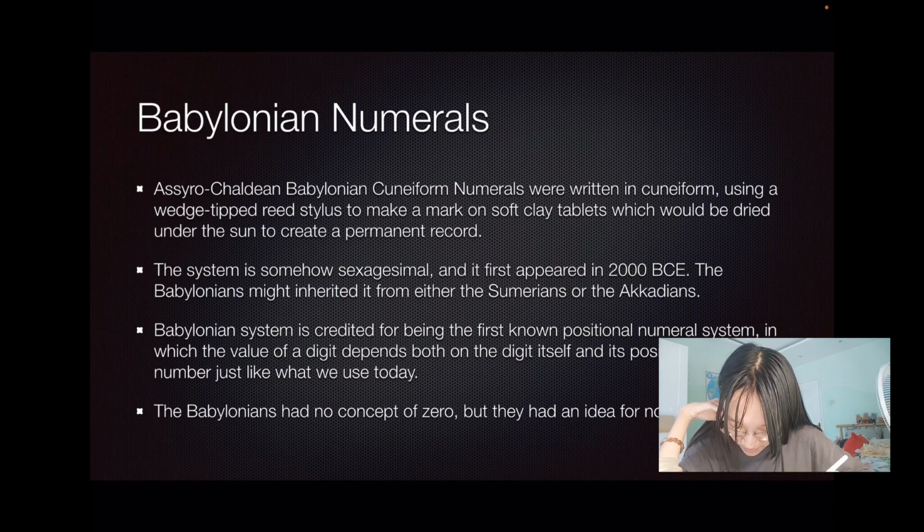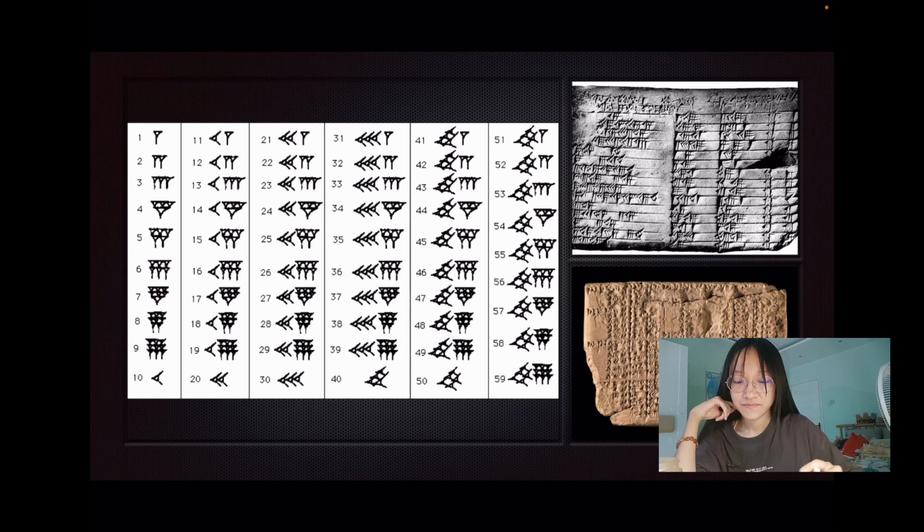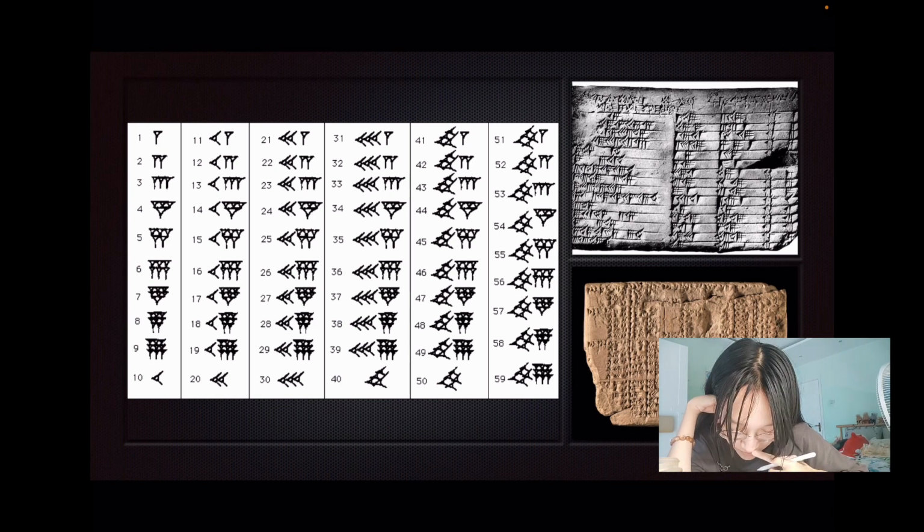The Babylonians had no concept of 0, but they had an idea of nothingness. Probably for Babylonians, nothing is not really a number. Nothingness is just nothingness. So these are called cuneiform symbols.